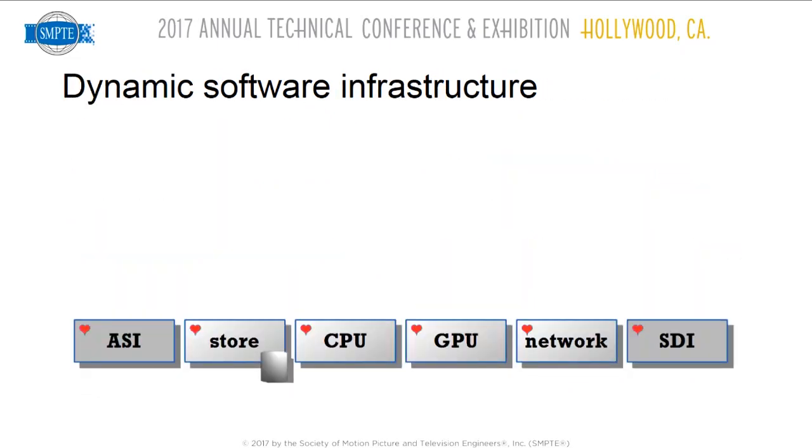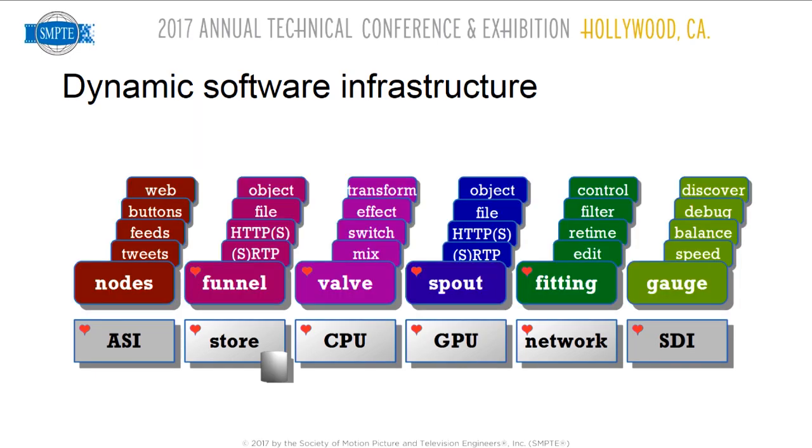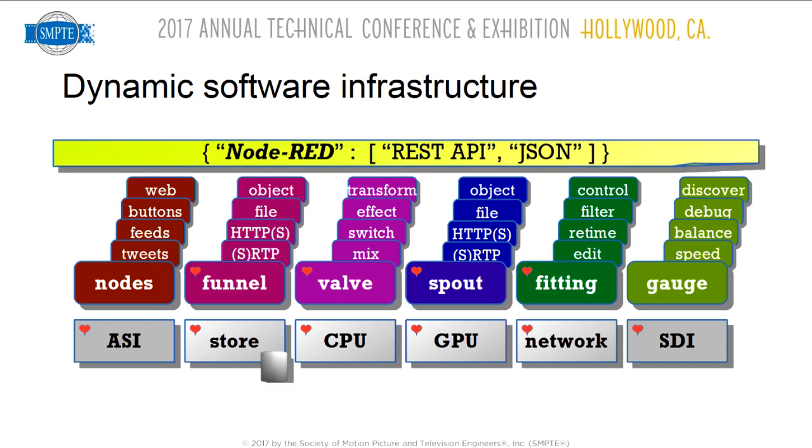So, what's an alternative architecture? If we take a computer, which is storage, CPU, GPU, network, maybe it's got some ASI and SDI cards inside it to allow us to interface to existing infrastructure. We're adding in this concept of Internet of Things capabilities that enable us to do media production. So funnels, which are inputs, valves, which do transformations, spouts, which are outputs, fittings, which do retiming or video editing type operations on streams, and gauges, which allow us to monitor what's going on. So we've got all those capabilities, which we wire together, as I showed you in the web browser earlier. We can either use the web browser or we can use a REST API to do that.